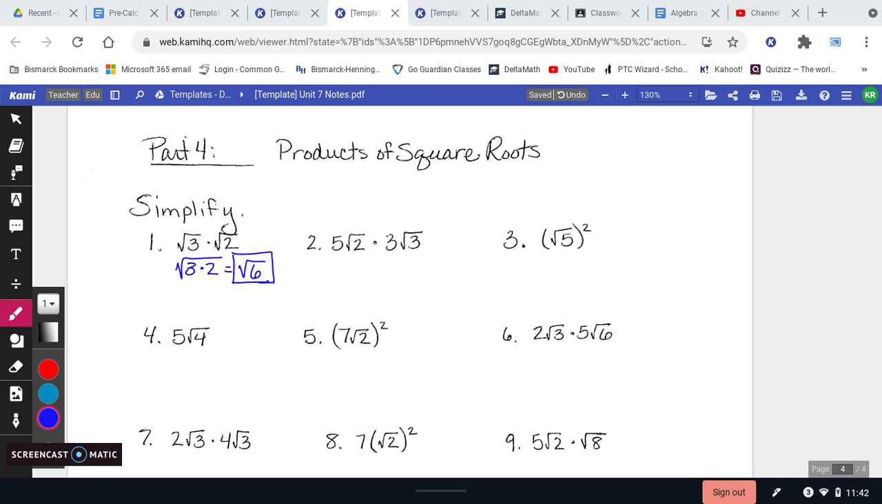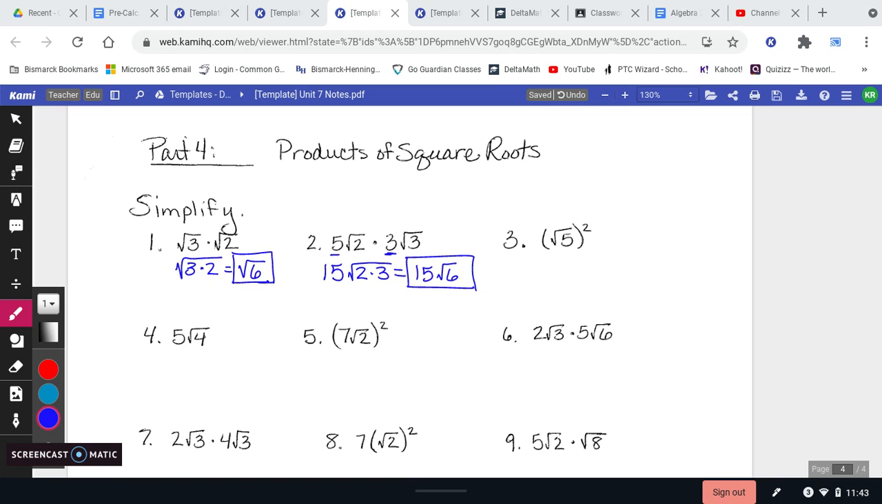Okay, number 2. Now, when you multiply these, you'll notice that the 5 and the 3 are on the outside. They're kind of like coefficients to the radical. So you're going to multiply those together. So 5 times 3 is 15. And then your square root pieces can be multiplied together. So in this case, it's a 2 and a 3. So this would be 15 square root of 6. And that is simplified as far as you can go.